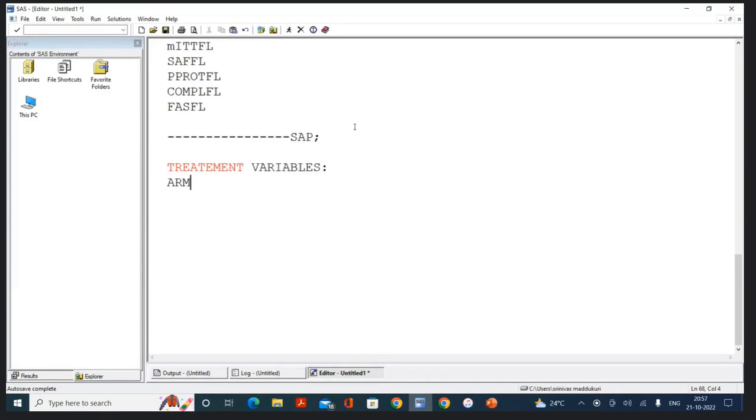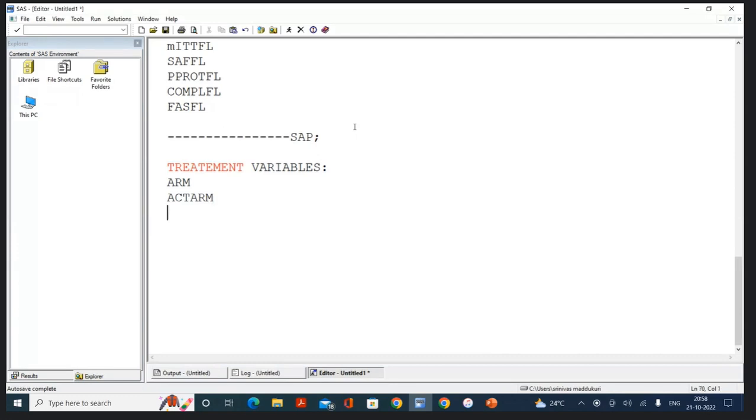Planned arm. Where have we seen this variable? In the DM domain. Then we are going to have the next variable, actual arm. What is actual arm? Actual arm. Where can we find this one? In the DM domain.